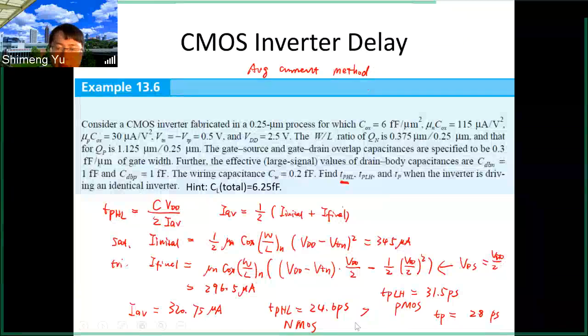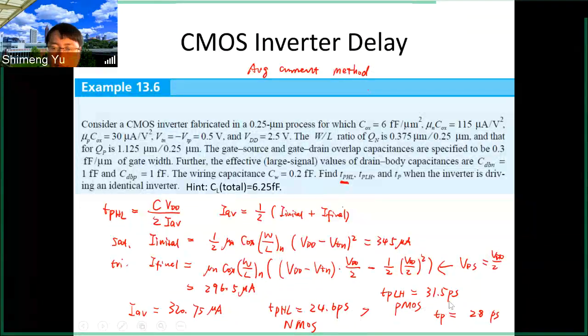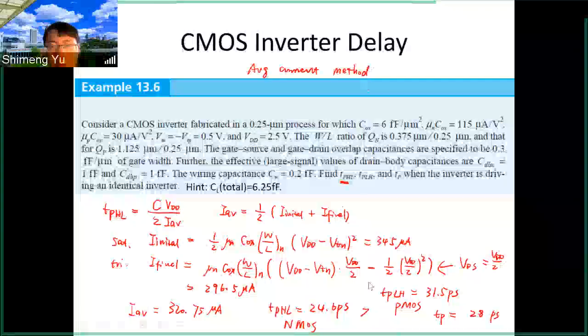So in this case, you say that this is unmatched, and NMOS is stronger than PMOS. Why? The TPHL, high to low transition, is done by NMOS, and the high to low transition is faster than low to high, which is PMOS. Faster means NMOS is stronger. NMOS pulls down faster than PMOS pulls up. So you can conclude NMOS is stronger than PMOS in this case.